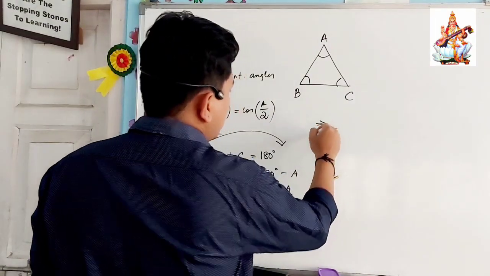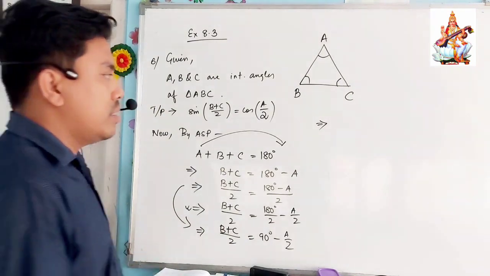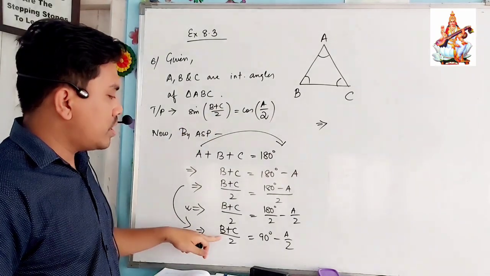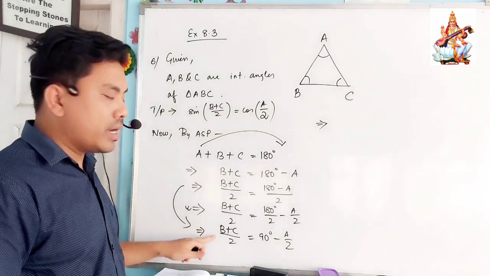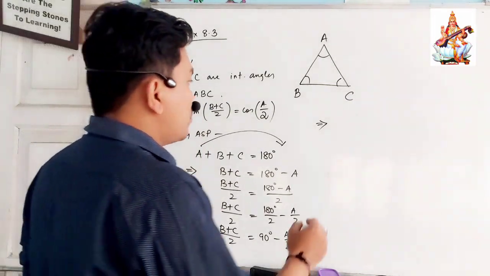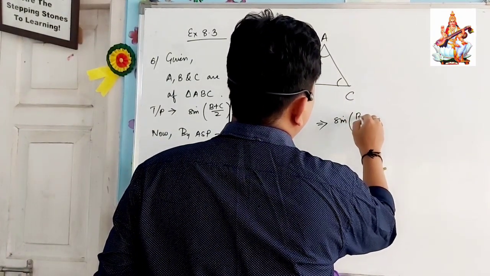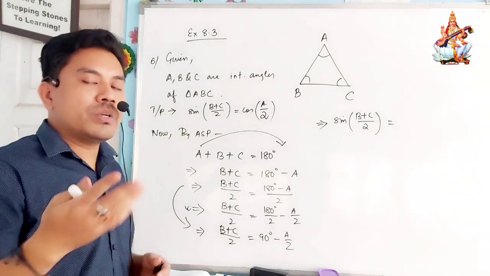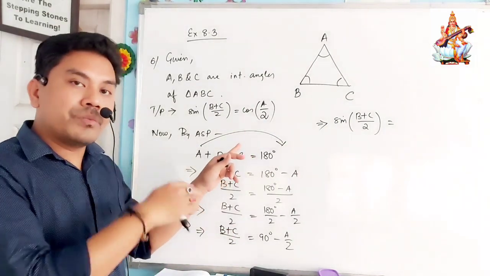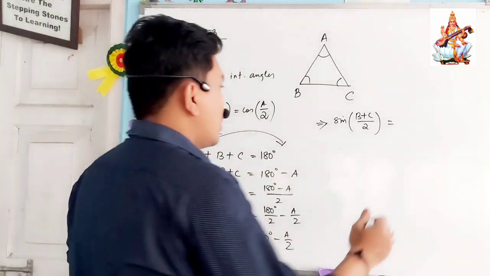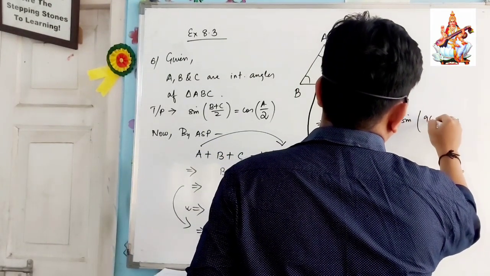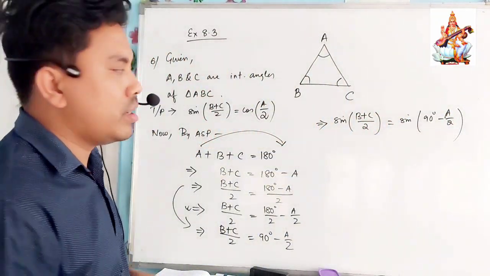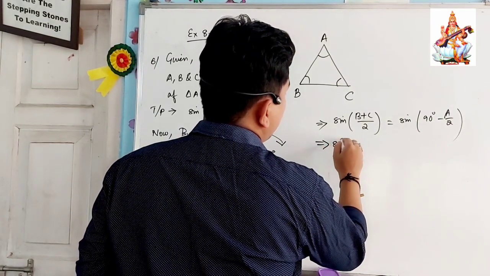Now on both sides we will take sine. Since the left hand side of the proof has sine B plus C by 2, here we also put sine, so it will be similar to the left hand side. Again, I told you, we cannot simply put anything on one side of an equation. If you put the same thing, you have to put it on the right hand side also. So 90 minus A by 2 will be preceded by sine. Both sides we have taken sine. Let the left hand side remain the same.